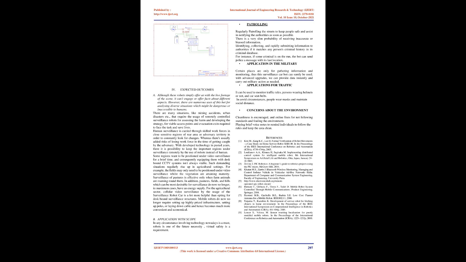Application in the military. Certain places are only for gathering information and monitoring, thus this surveillance car bot can surely be used. With advanced upgrades, we can provide data instantly and carry out military action as needed. Applications for air traffic: it can be used to monitor traffic rules, persons wearing helmets or not, and car seat belts. In COVID circumstances, people wear masks and maintain social distance. Concerns about the environment: cleanliness is encouraged, with online fines for not following standards and fouling the environment. Playing brief voice notes to remind individuals to follow the rules and keep the area clean.